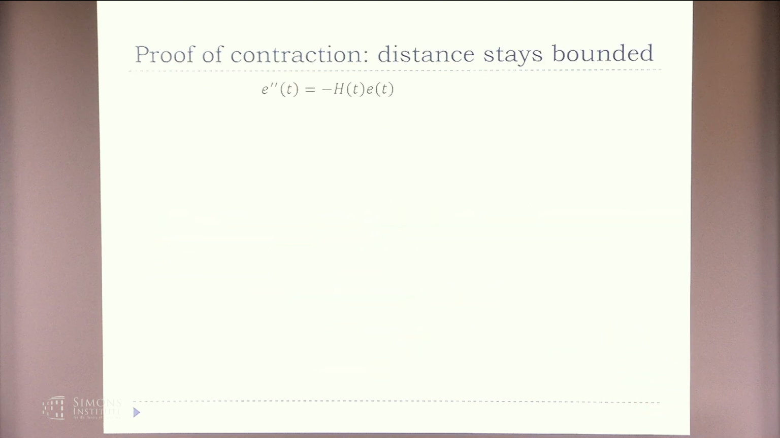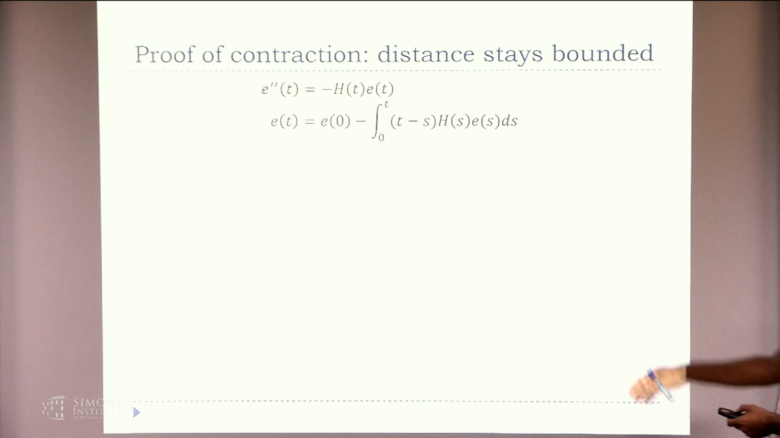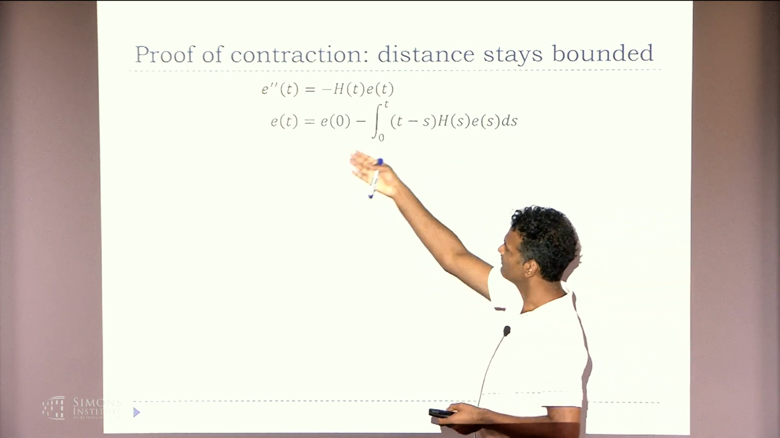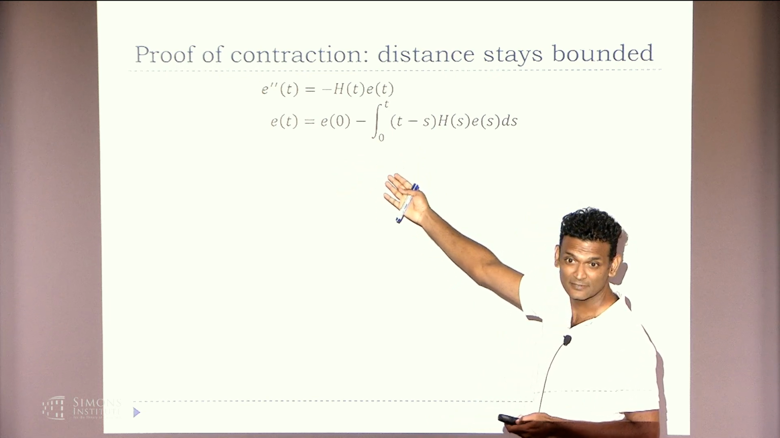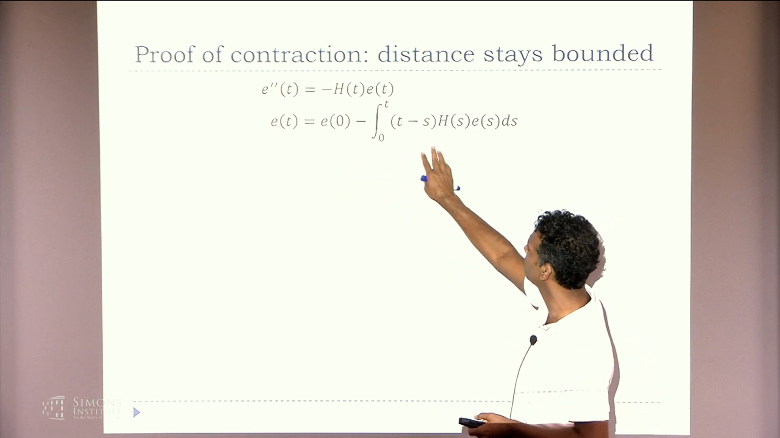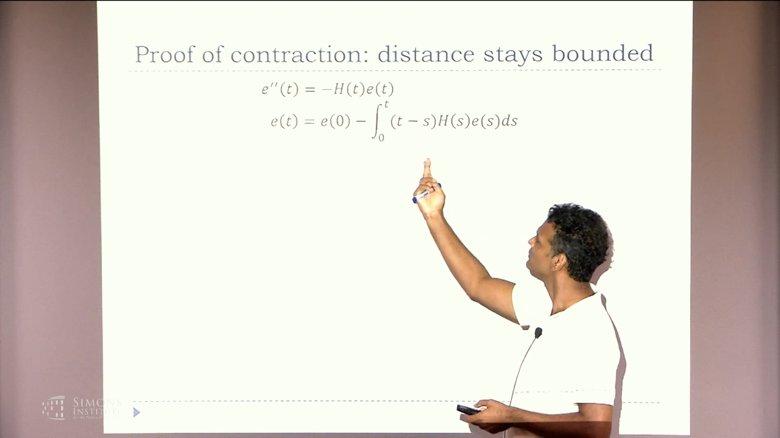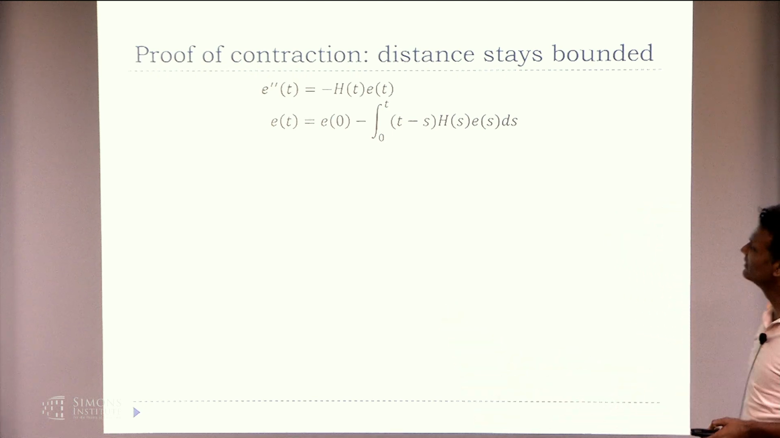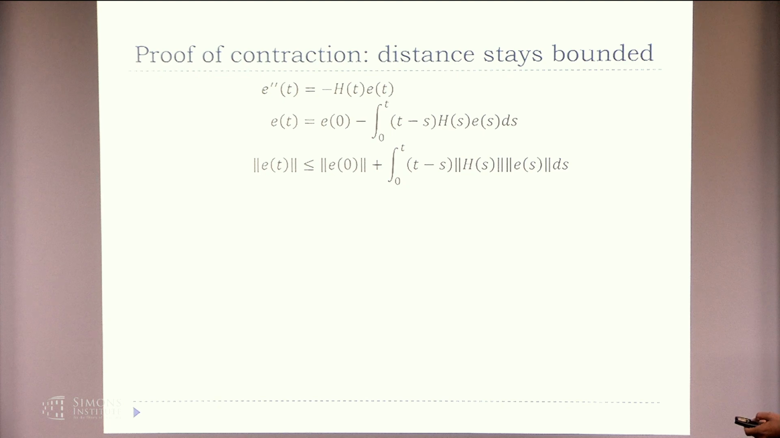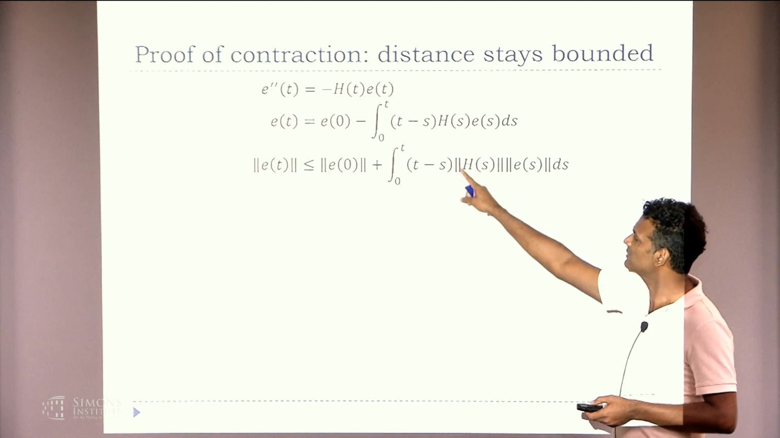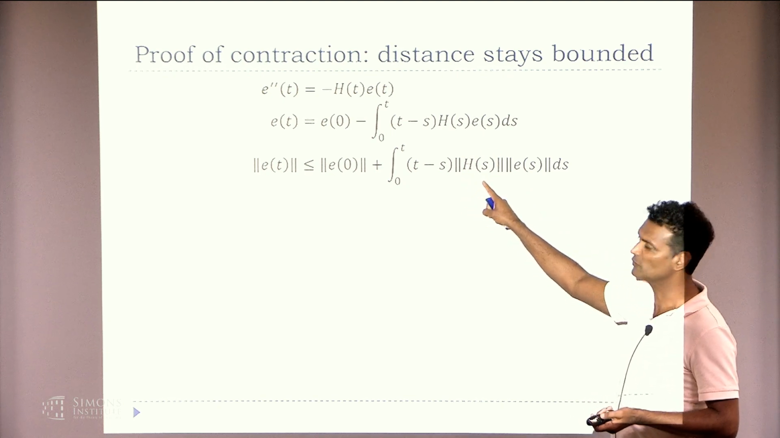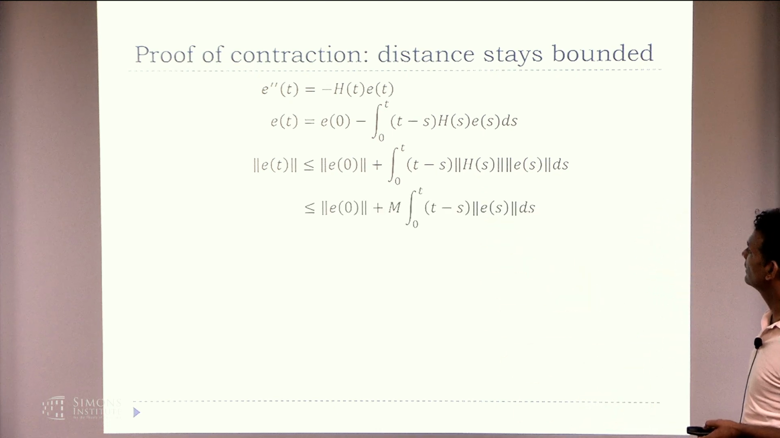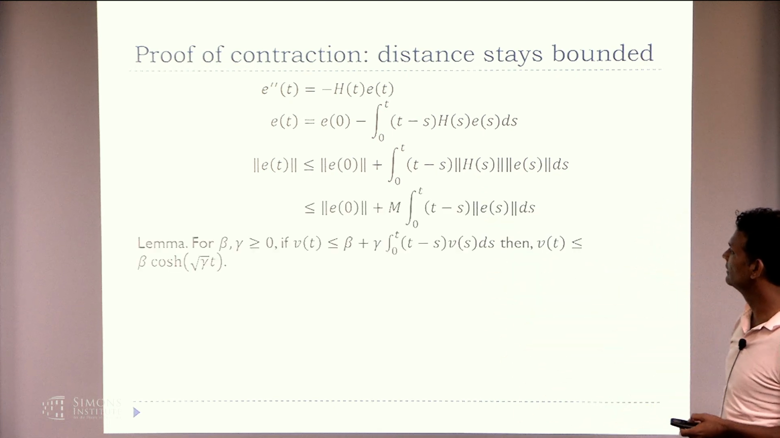So that's what we have now. And the solution to this should be this integral. I've just integrated twice on both sides. Here for this term, if you have not done it before, after you integrate twice, you have to switch the integrals to get the t minus s out. Okay, so far so good. And then just take norms, and you see that the bound on the norm of the Hessian will be useful. And that's all I've done here.